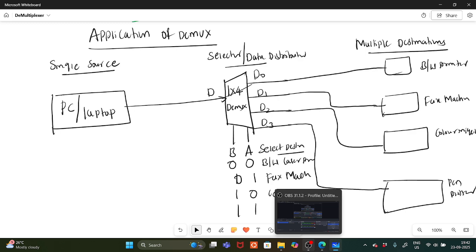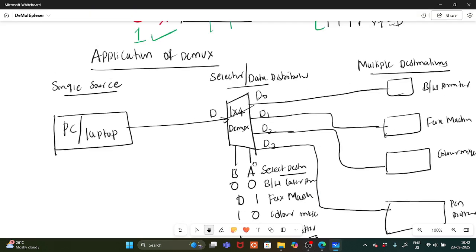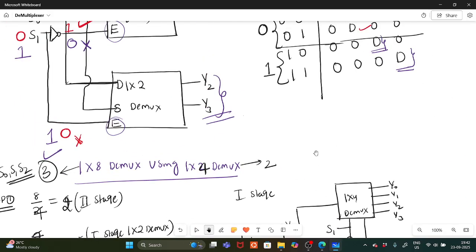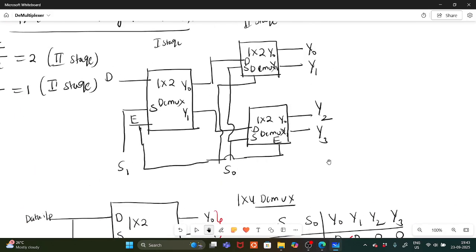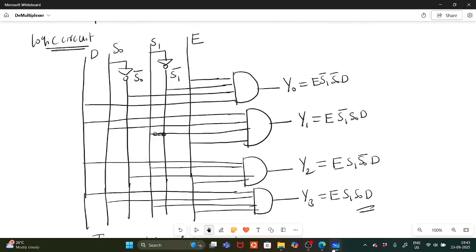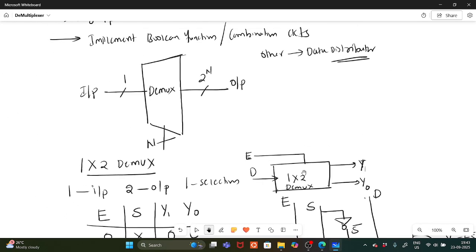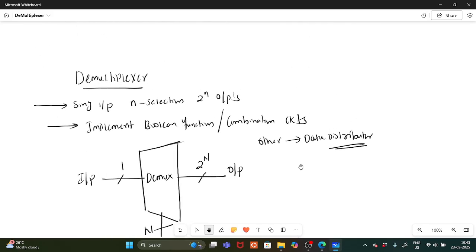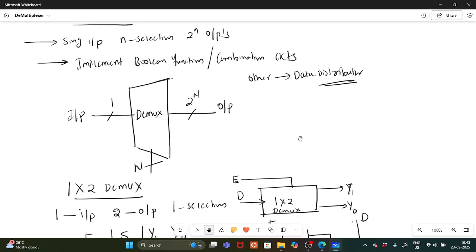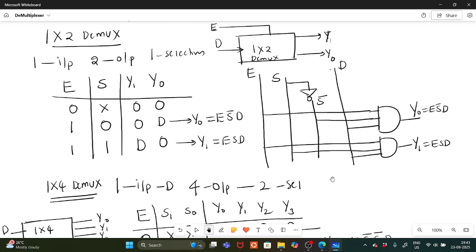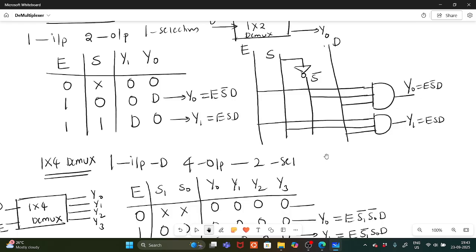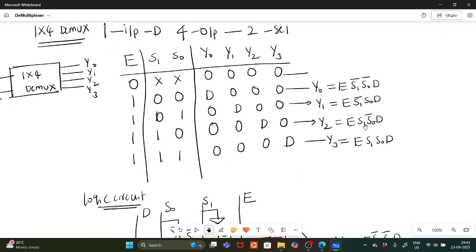Demultiplexer is what we are seeing today. First, what is a DeMux? A DeMux has a single input, multiple outputs, and selection lines. We can implement a Boolean function or combinational circuit. This is the block diagram. A 1 is to 2 DeMux has one input, two outputs and one selection line. A 1 is to 4 DeMux has one input, four outputs and two selection lines.